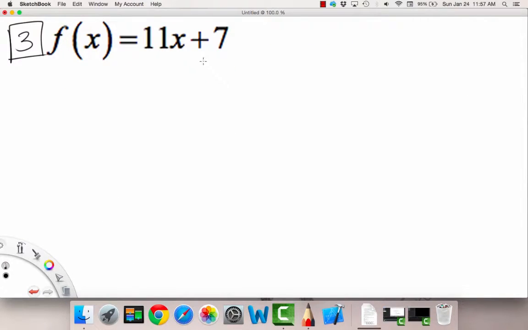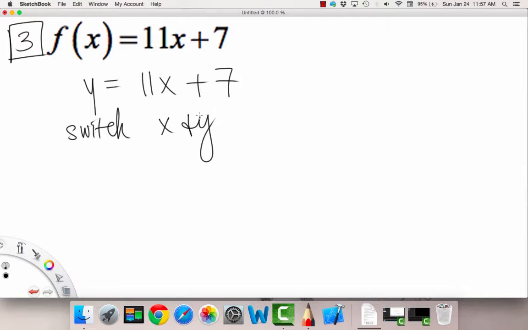Here's our original function again, and I'm going to explain another way to do it. Again, we rewrite this as y equals 11x plus 7. Instead of doing it the other way, where we solved for x and then switched variables at the end, which might have been a little confusing, the first thing you do is switch your x and y. So now we have x is equal to 11y plus 7. And now you solve for y.